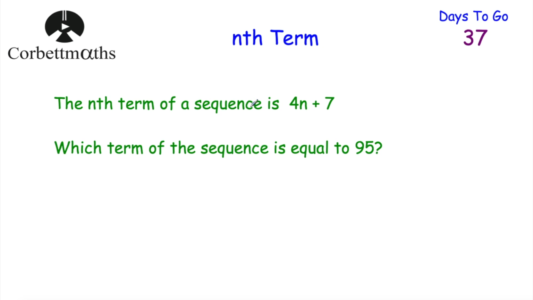So this time we've been given the nth term of a sequence, which is 4n plus 7. And we've been asked which term of the sequence is equal to 95. So feel free to press pause now to work this out.